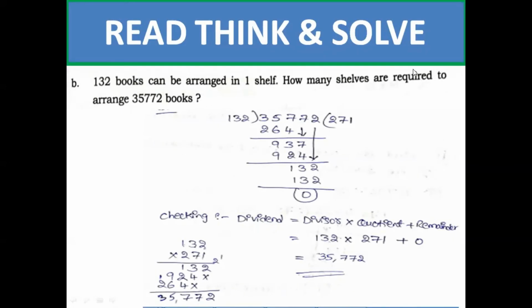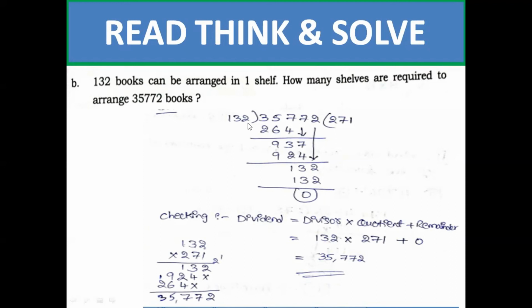To the remaining sums, children. Read, think and solve. 132 books can be arranged in one shelf. How many shelves are required to arrange 35,772 books? Okay children, in one shelf 132 books we are arranging. We require 35,772 books. Okay, how many shelves do we need? Let us see.